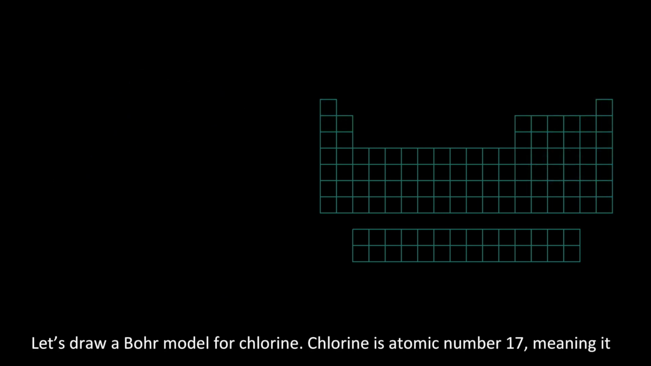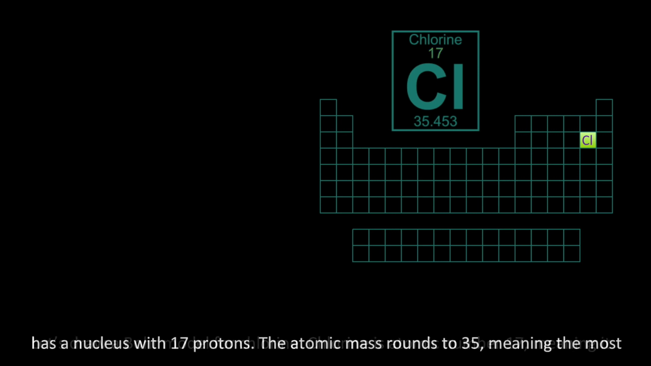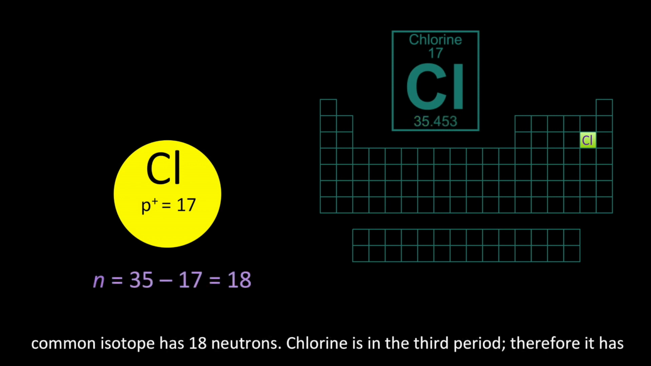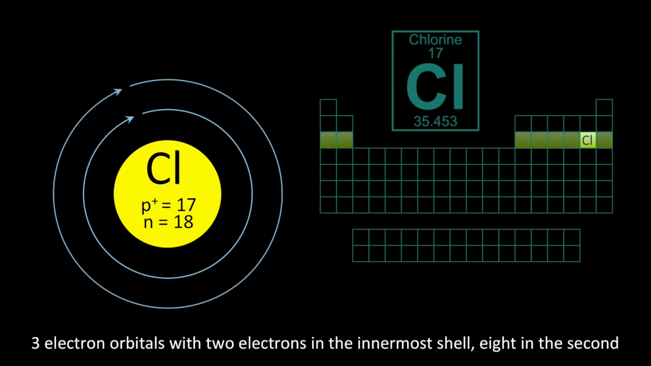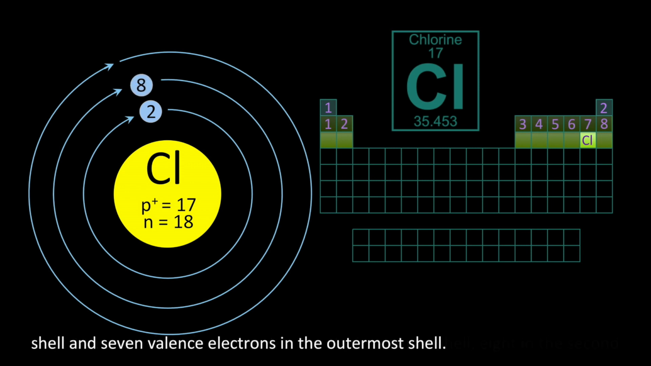Let's draw a Bohr model for chlorine. Chlorine is atomic number 17, meaning it has a nucleus with 17 protons. The atomic mass rounds to 35, meaning the most common isotope has 18 neutrons. Chlorine is in the third period, therefore it has 3 electron orbitals, with 2 electrons in the innermost shell, 8 in the second shell, and 7 valence electrons in the outermost shell.